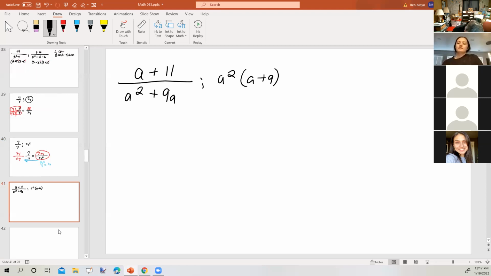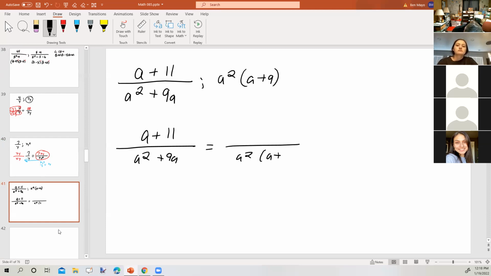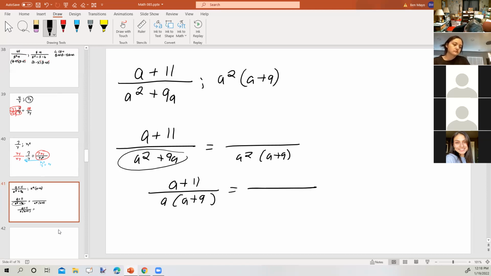So the question really is this. But what we need to really see is what have we got and what are we missing? So let's take that original denominator, this one right here, and let's factor it. Okay. So what am I missing to get to the new denominator? A parentheses a plus 9.